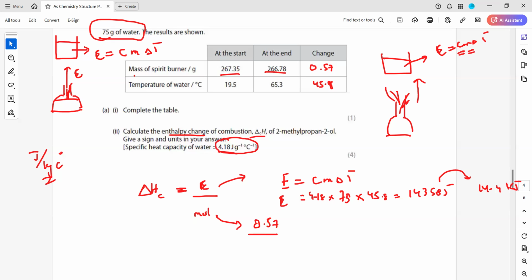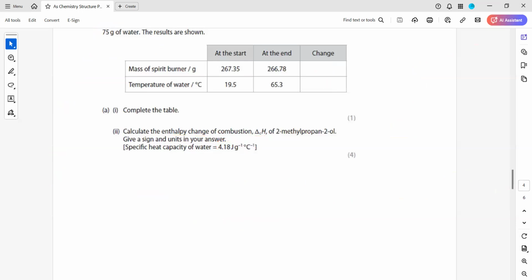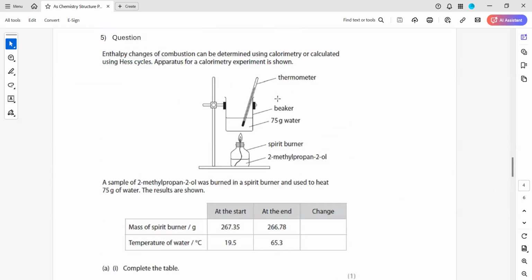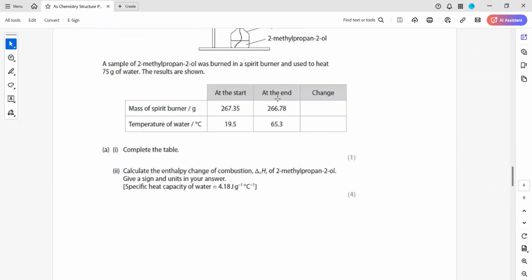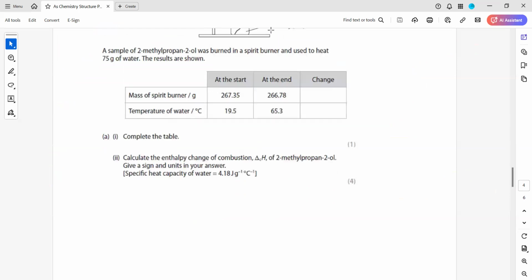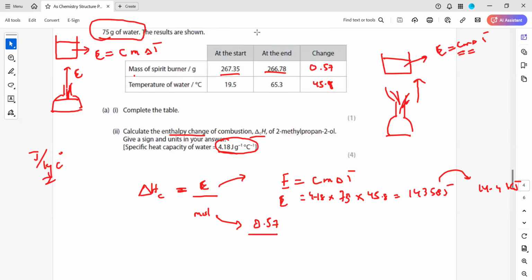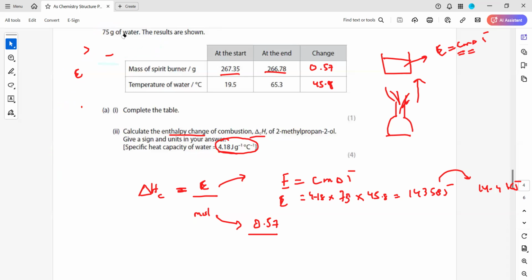For the molar mass, sometimes in the question they provide you the molar mass. If they don't provide it, then you have to work it out from the structure. The molar mass of 2-methyl propan-2-ol. So if I want to work out the molar mass of 2-methyl propan-2-ol, I should draw the structure of this. So it is 2-methyl propan-2-ol.